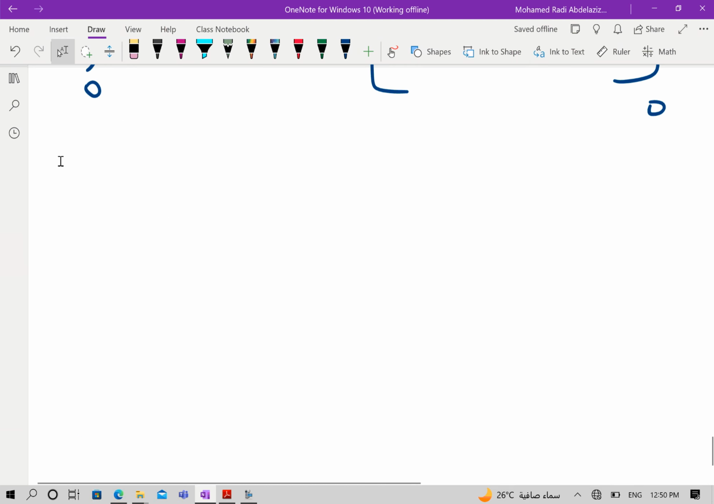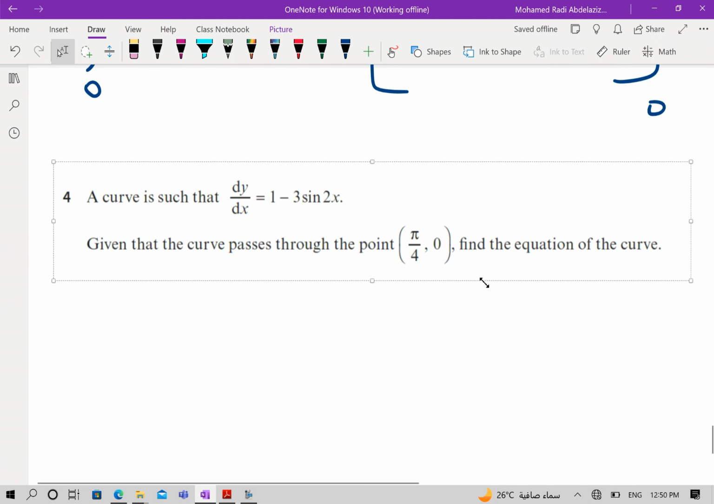A curve, if it is given dy by dx, how to get y? Use integration. To get the equation of the curve, you have to be given a point. When it is given a point, you can calculate the value of c. dy by dx, its integral will be y.